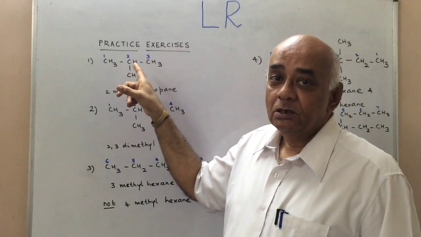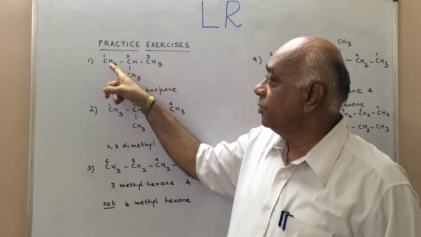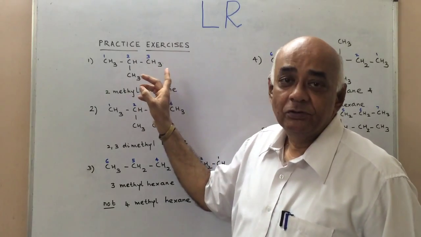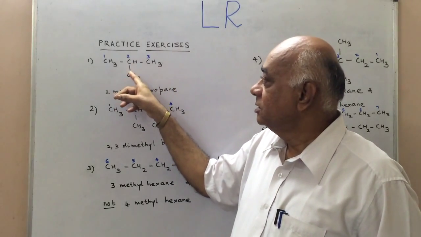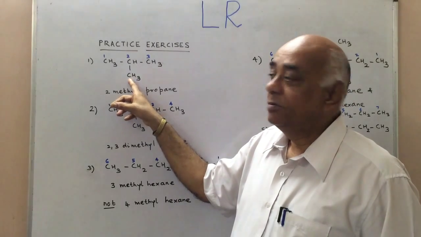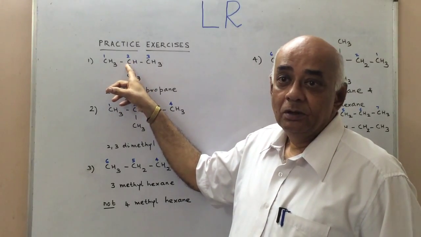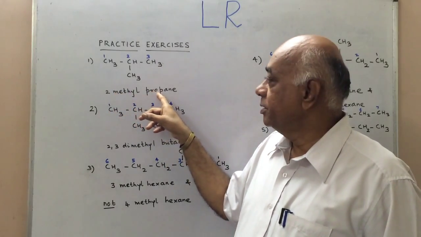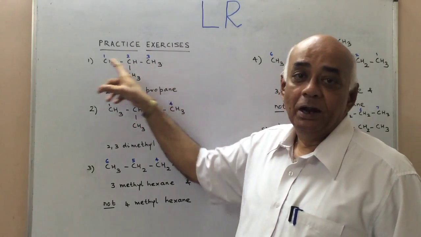on inspection, we could number this from either left to right, the way it is done, or right to left. In either case, the methyl will be at the second carbon atom, and therefore this compound will be 2-methyl propane, propane being the parent hydrocarbon.